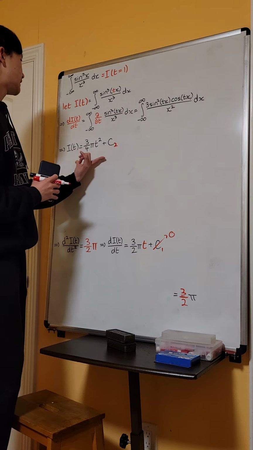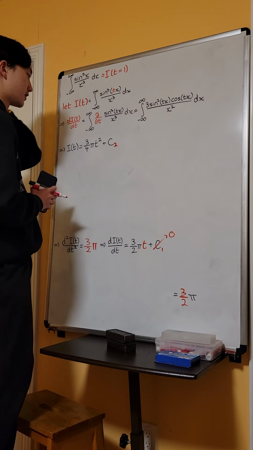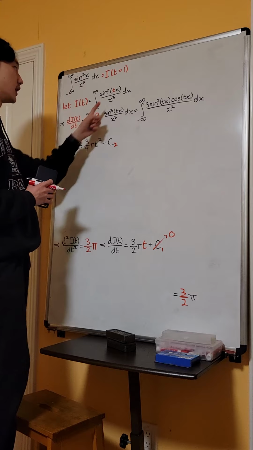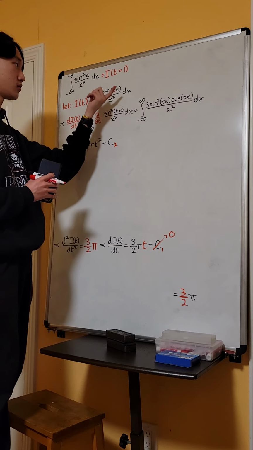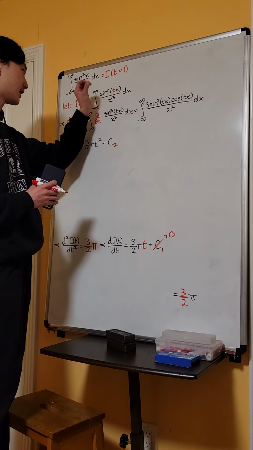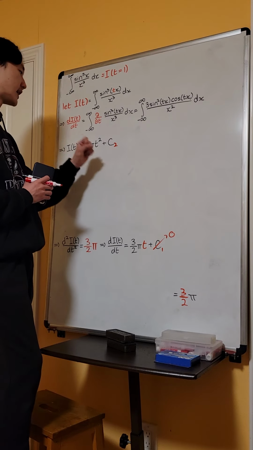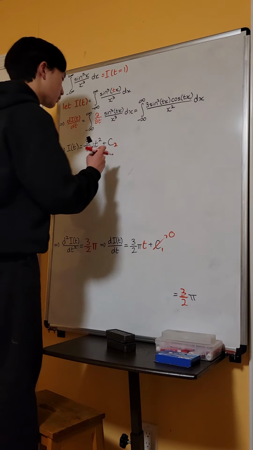And I of t, of course, is just this. To find what c2 is, you plug in 0 for t once again. Sine of 0 is 0, 0 over anything is 0, and integrating 0 gives you 0. So the left-hand side is just 0. Plug in 0 for t here, and you also get 0. So c2 is also equal to 0.